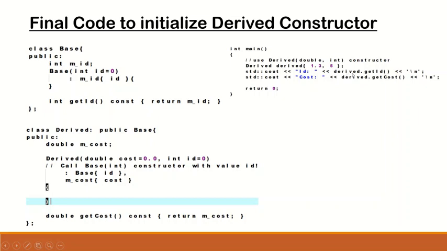So now we are accessing the getId member function of the base class using the derived class object. It is going to return the value of id of the derived part, not the base part. What is the value of id of the derived part? 5. Next, it calls another member function called getCost, a public member function which returns the value of m_cost. The value of m_cost will be 1.3 here. So the output will be 5 and then 1.3.